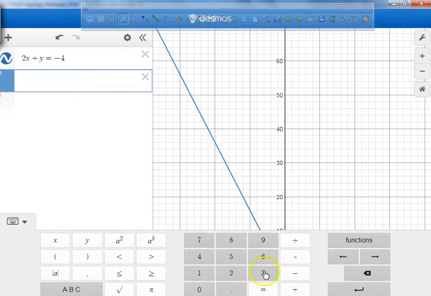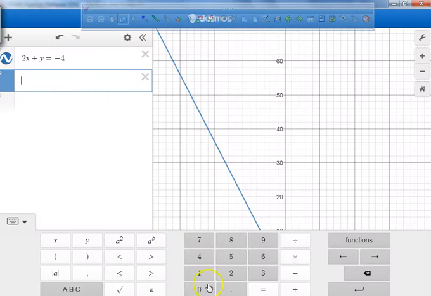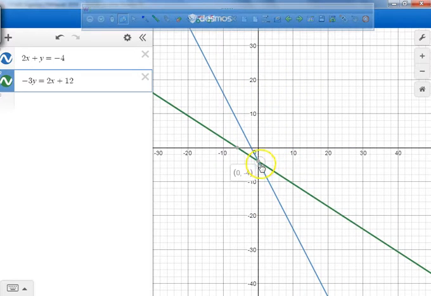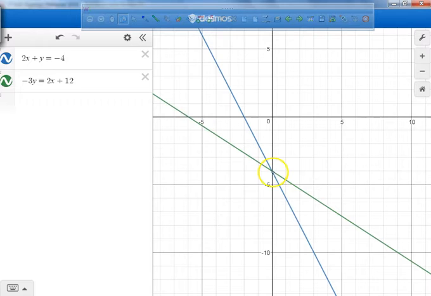And what's the next one? Let's go back. Negative 3y equals 2x plus 12. Okay. Where's that solution? We've got to find two lines that have a negative slope that cross at 0 and negative 4. I'm zooming in. There we go. That's what we're looking for.